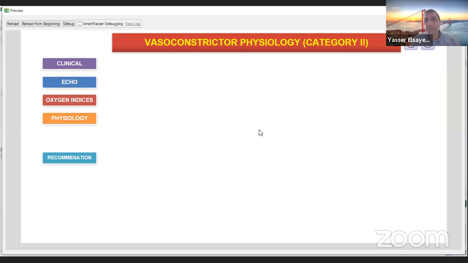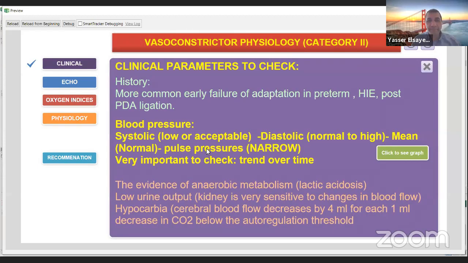So for category number 2, we'll move to a different category, and the approach in this category is totally different, which is a vasoconstrictor physiology, category number 2. And in this category, it is the most difficult one to diagnose. And why? In this category, if you are relying on mean blood pressure, typically in this case, you have normal mean blood pressure. And you have even higher than normal diastolic and higher than normal mean. This condition is not very common, but should be expected.